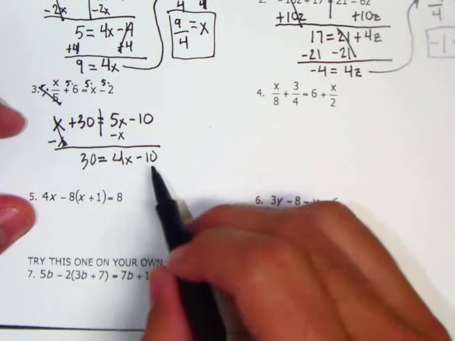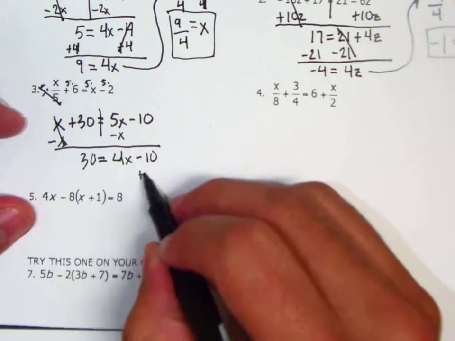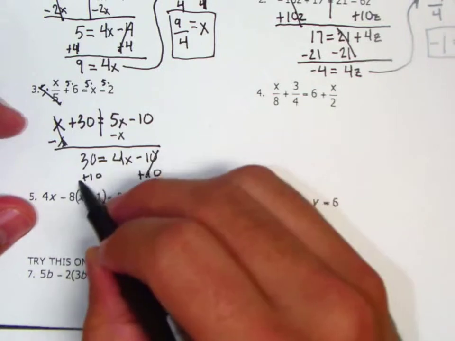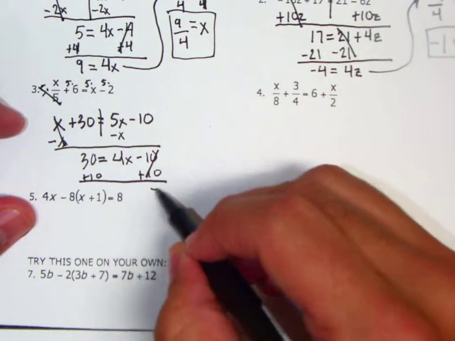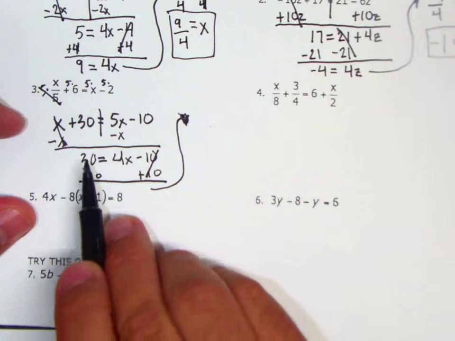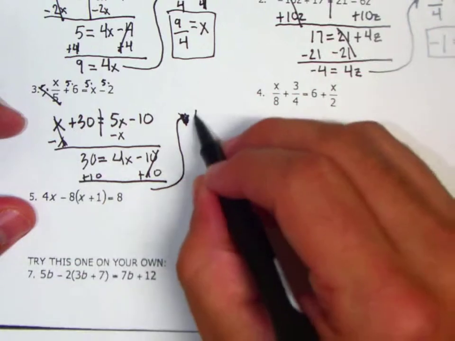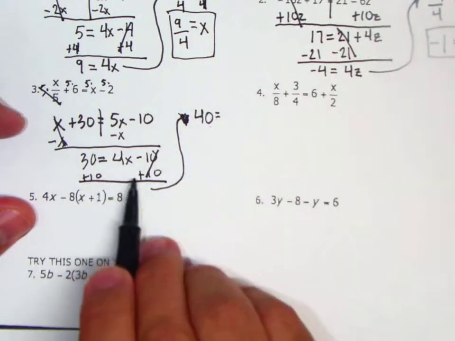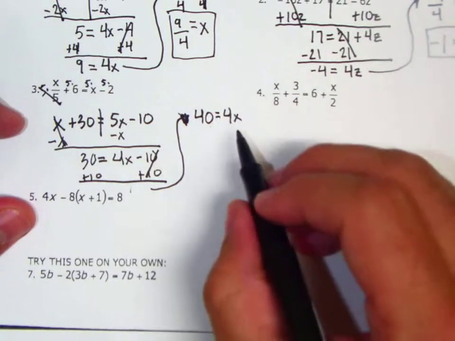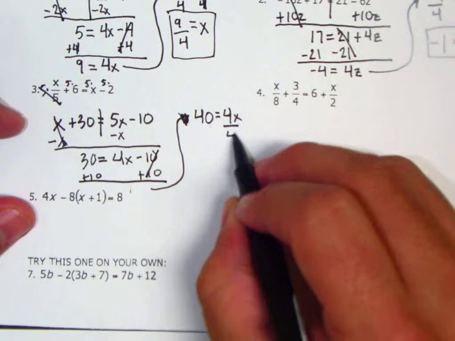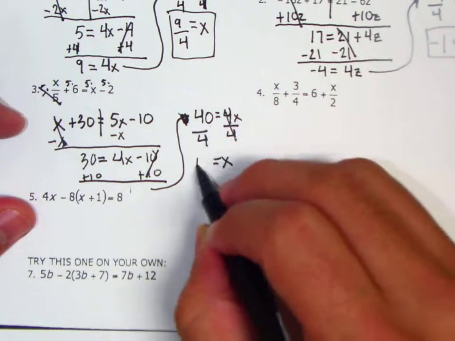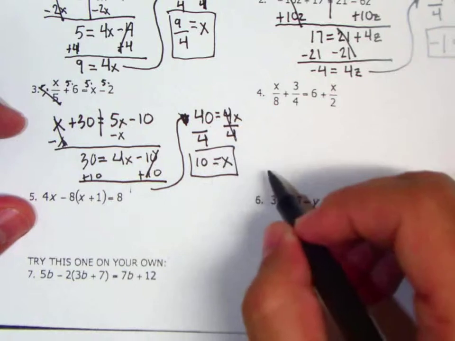Now we move the number that's by itself. Negative 10. We're going to move that by adding 10. Add 10. Over here, it's going to cancel. And again, I'm going to write this over here just so we have a little bit more room. On the left-hand side, I have 30 plus 10. Well, that's 40. On the right-hand side, all I have is my 4x. And then simply divide both sides by 4. x equals 10.